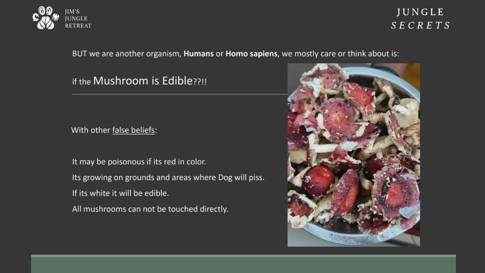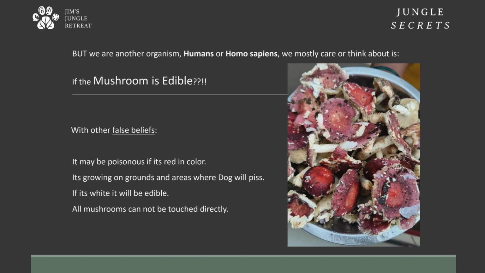Then there are false beliefs like it's growing on grounds and areas where dogs will piss. Now, where does this point come from? It is because if you are in North India, or if you know about it, everywhere around, say, above Karnataka or above Maharashtra, all over India, mushrooms are called kukurmutta. Kukurmutta translates to, kukur means dog and mutta means piss. So, where a dog pisses, mushroom grows. That's a very bad name for an organism like this to have, because it's not true also.